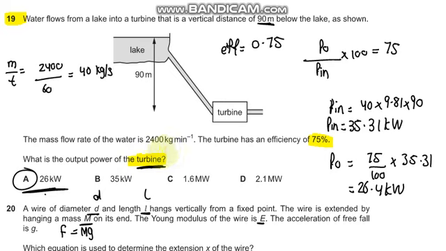So over here we just need to apply the formula for efficiency, which is power output over power input times 100, which is equal to 75. We need to find the power output. We need the power input.